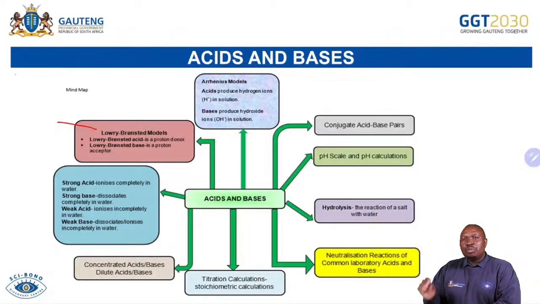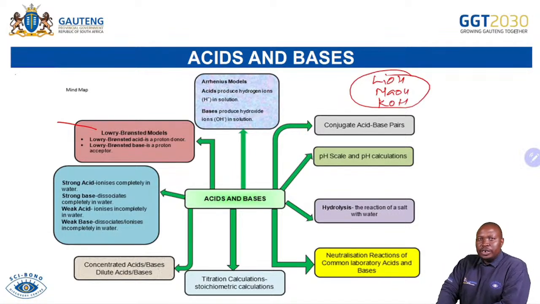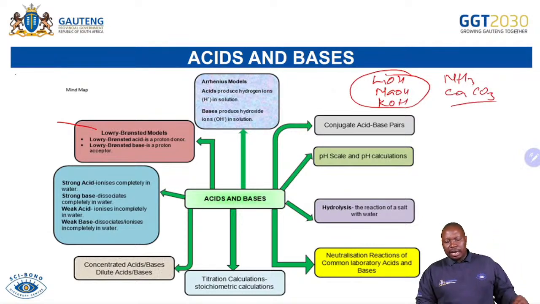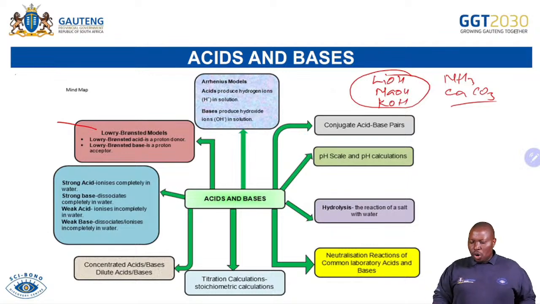Now remember the group 1 elements, LiNaK, which is your lithium, sodium, and potassium. The hydroxides are the strongest bases you will ever get. So when we talk about strong bases, we're talking about those, including some of the group 2 hydroxides. They are able to give you those strong bases. And then your weak bases, we're talking about your ammonia, your carbonates, and you know those, they will give you weak base.